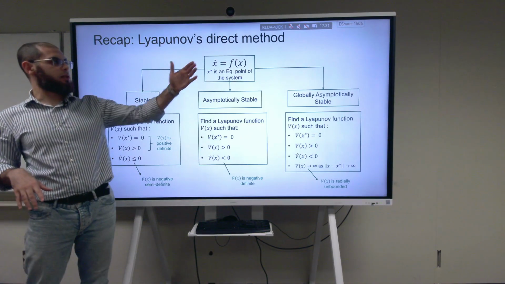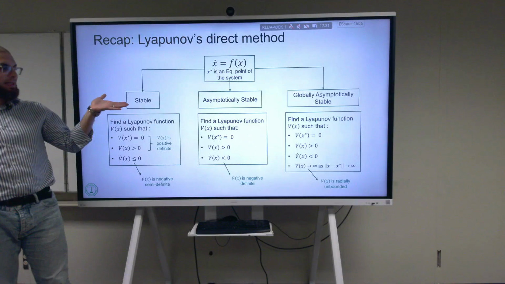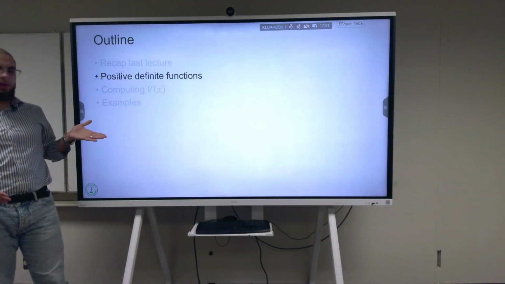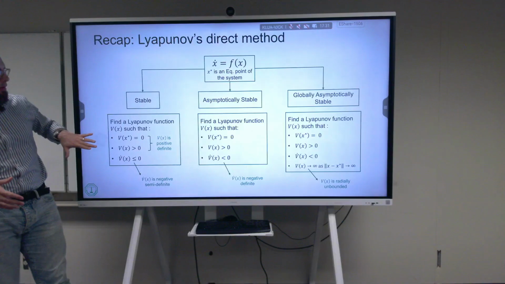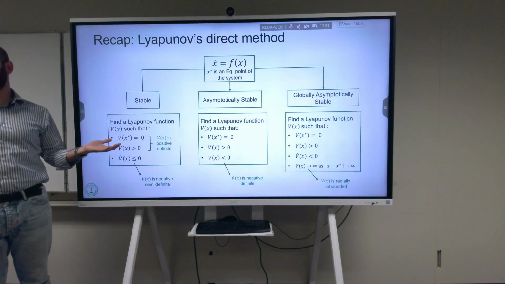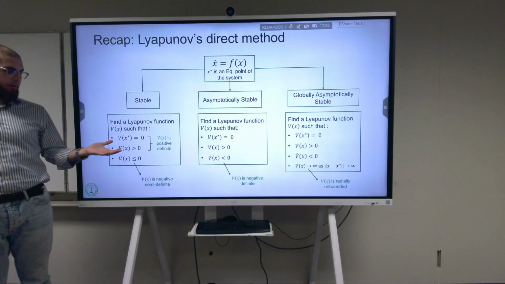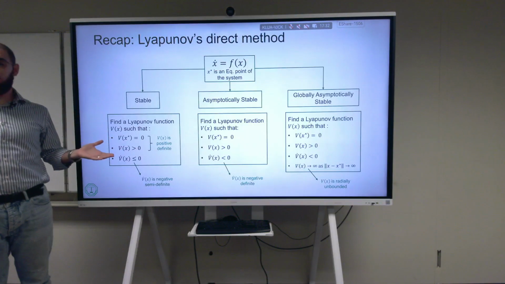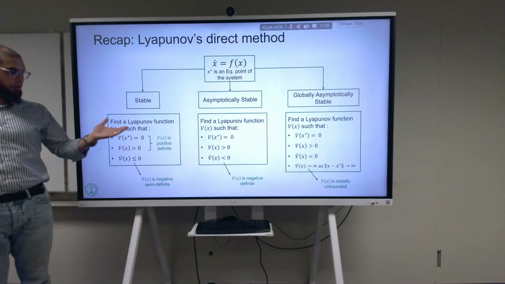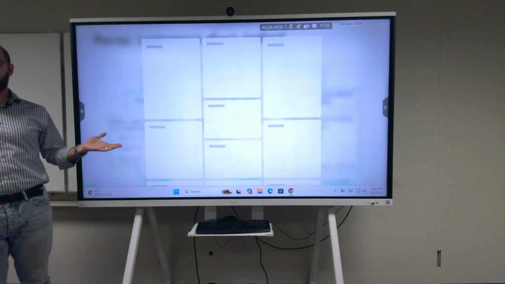So if x star is an equilibrium point of the system, we say it's stable if you can find a Lyapunov function V of x such that when you plug in this x star, you get 0. So the value of the function is 0 there, and away from this equilibrium point, it's positive. These two conditions together are called positive definite. So you call this function positive definite.